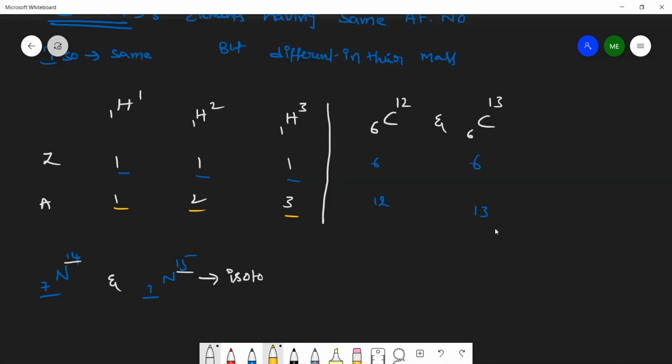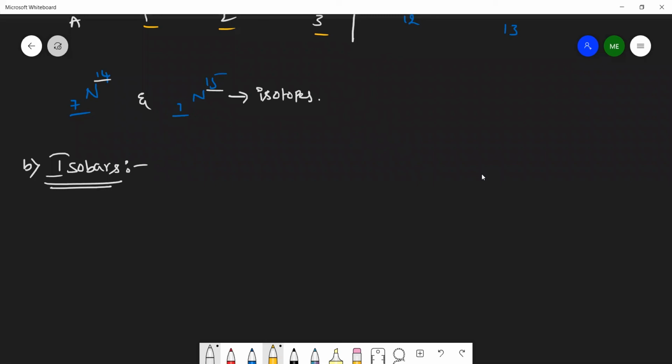Okay, next isobars. Different elements, meaning different atomic number, but having the same mass number.